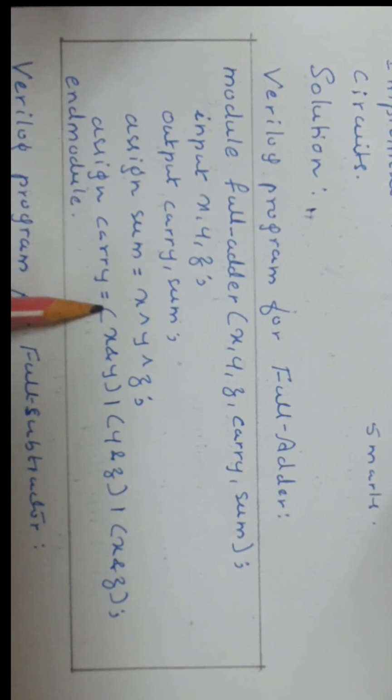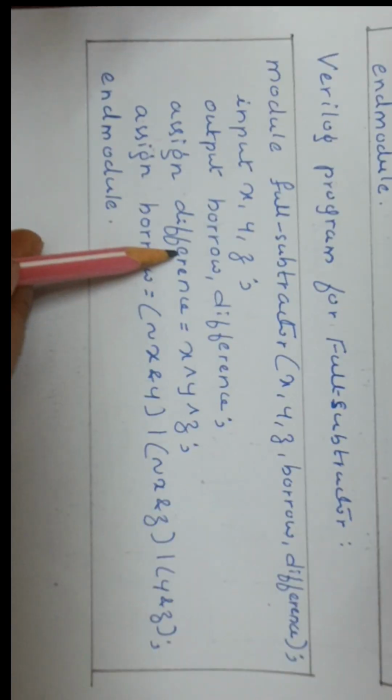Assign carry equal to, in brackets, x and y. This is logical ANDing. This pipeline operator is logical ORing. So y and z, or x and z. Within brackets we are writing the groups, and semicolon. This is the end of the program. So this is the implementation of full adder in Verilog. The expression for sum being x XORed with y XORed with z, and for carry it is xy or yz or xz.